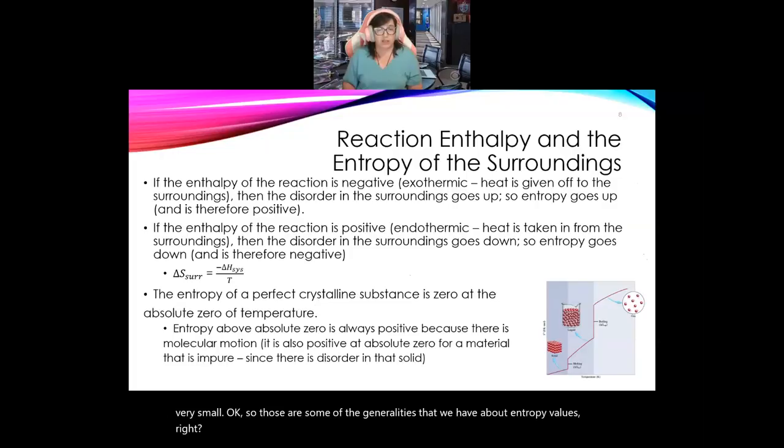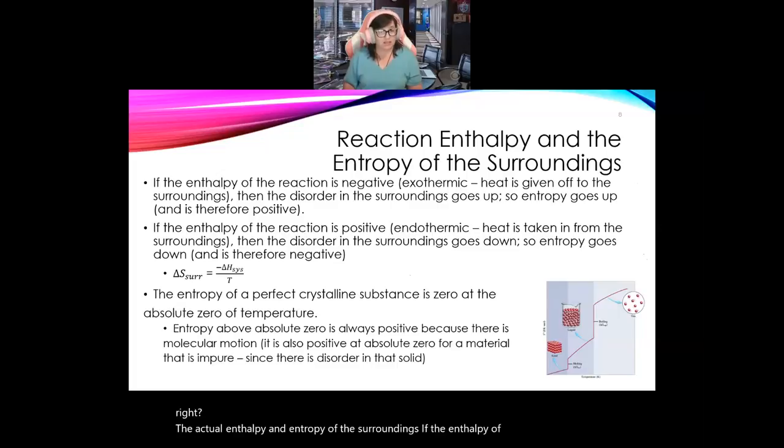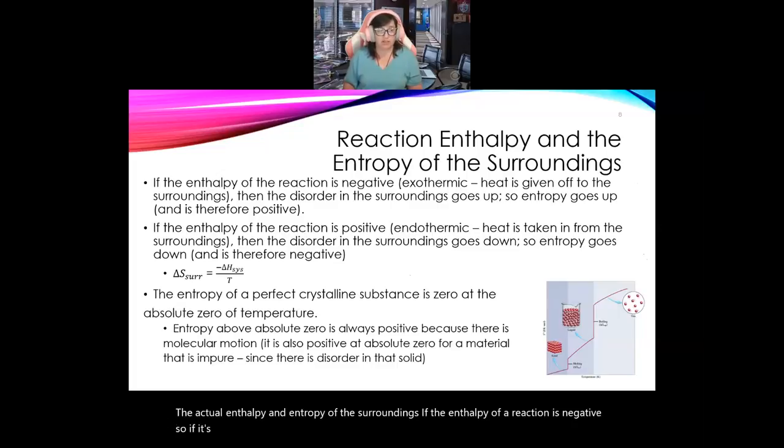Now, reaction enthalpy and the entropy of the surroundings. If the enthalpy of a reaction is negative, so if it's exothermic, heat is given off to the surroundings, then the disorder in the surroundings goes up. So the entropy goes up and is therefore positive.